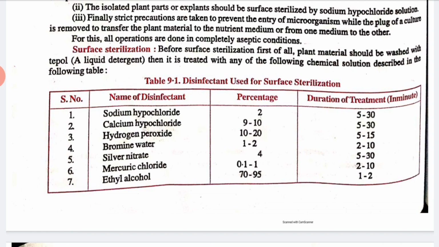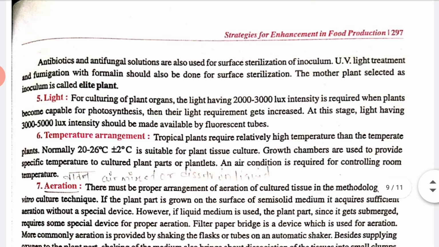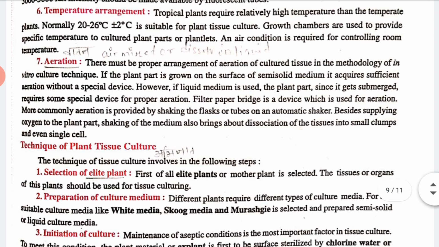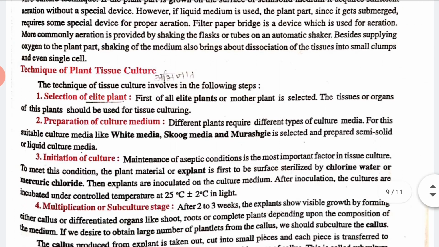Okay, so we will also take care of the light, right? Means in which numbers and whatever the maintenance for that medium. We also need the temperature arrangement, it is very necessary. And next is aeration, means air mixed or dissolved in liquid, means how we can make that aeration, whatever the liquid we are making, so that it is totally mixed with that liquid or not. So all these things are required.